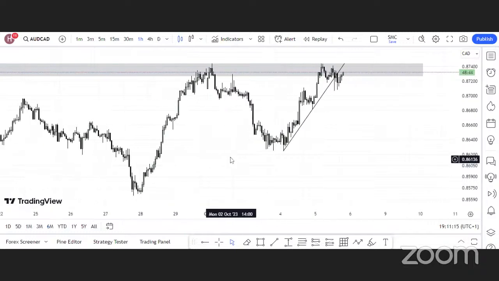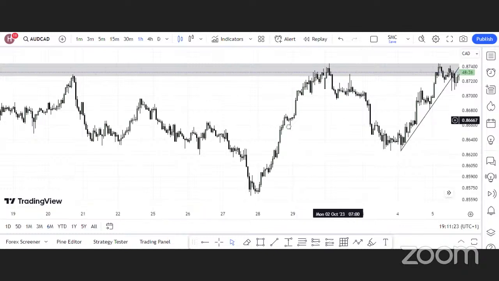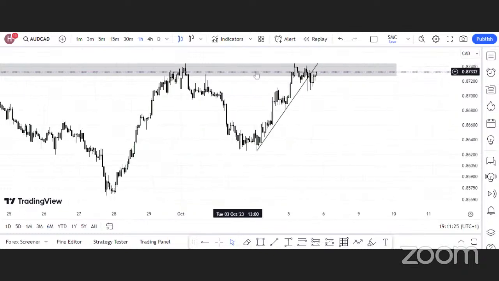So I'm anticipating a sell trade on AUD CAD, and the reason is because the market is currently sitting on our resistance zone. We have so many touches already. I want this market to make a rejection. Maybe it's going to touch this and then make a rejection to the downside. Then we are going to sell.